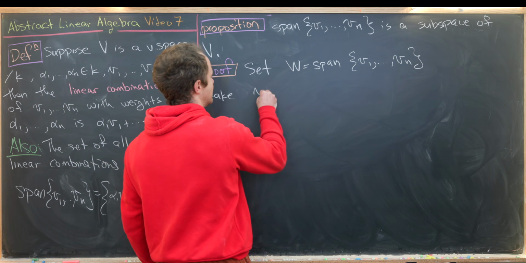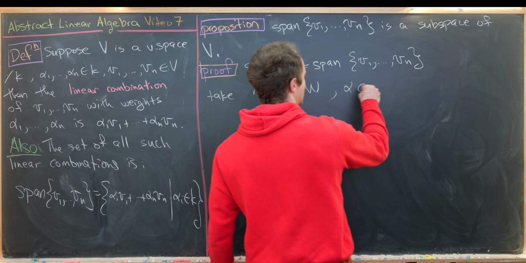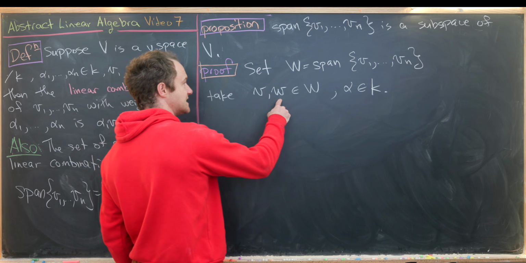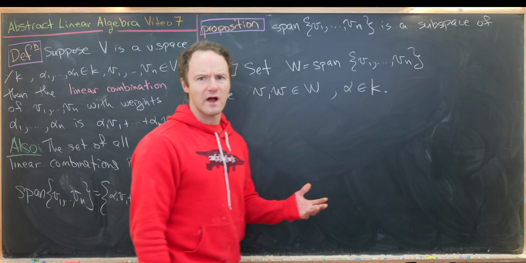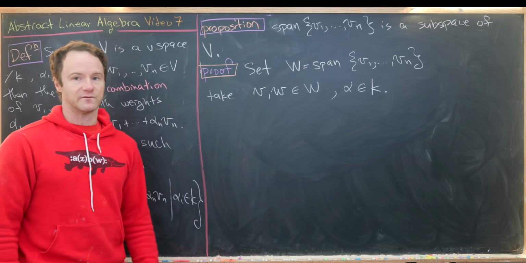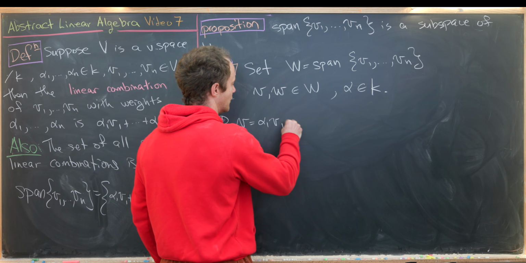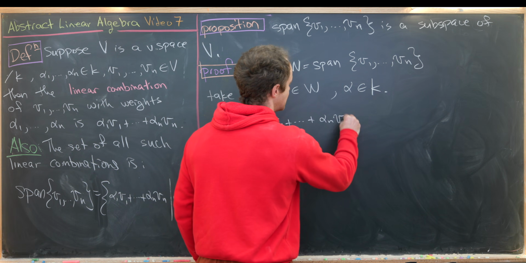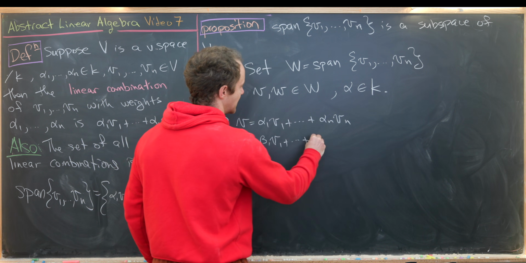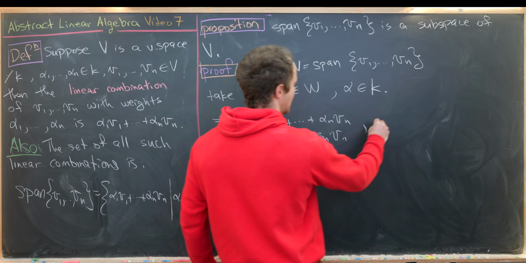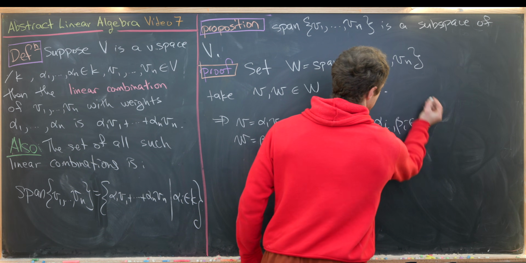So let's take, maybe we'll call them v and w, not subscripted, from W, and then we'll take alpha from K. But now since v and w are in this span, and the span is all vectors of this form, we can write down a general shape for v and w. In fact, we can write v equals alpha 1 v1 plus up to alpha n vn, and then w is equal to beta 1 v1 plus up to beta n vn. And here the alpha i and the beta i are from our field, K.